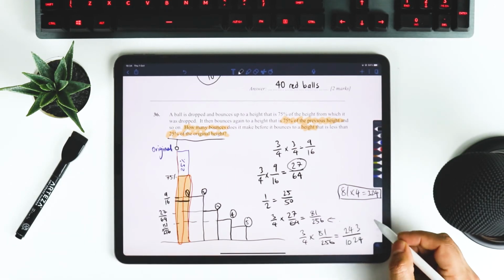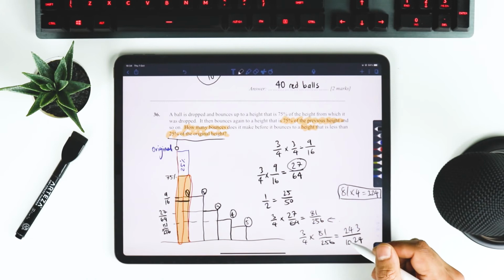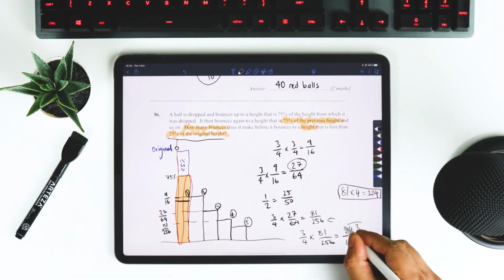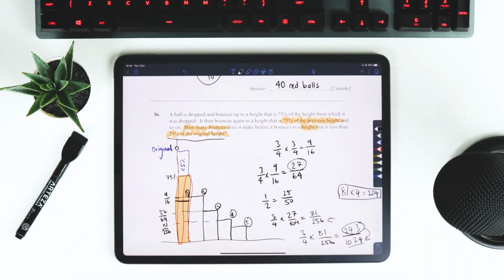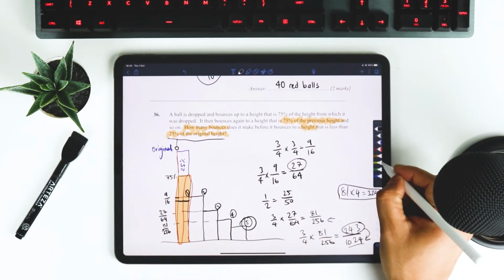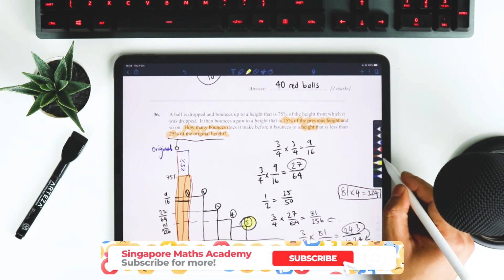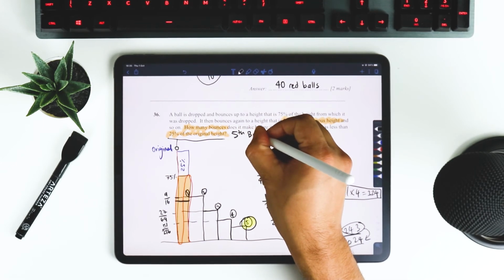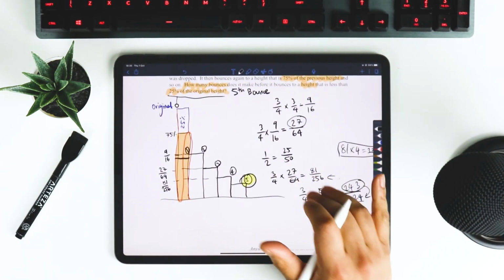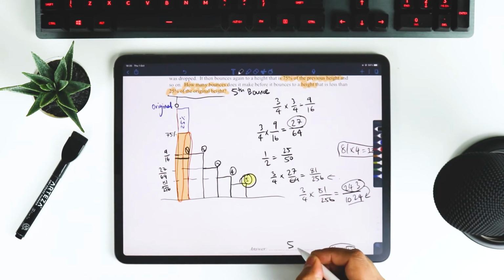So now we can see that 3/4 times 81/256 means that we have a numerator less than a quarter of the denominator, which means that it's going to be less than 25%. And so the 5th go, it took a while to get there, but the 5th bounce is when we actually get to a height that's less than 25% of the original. So we've got the 5th value here.